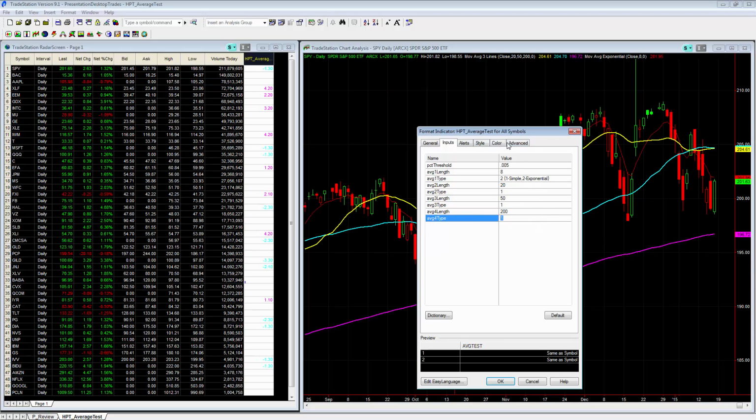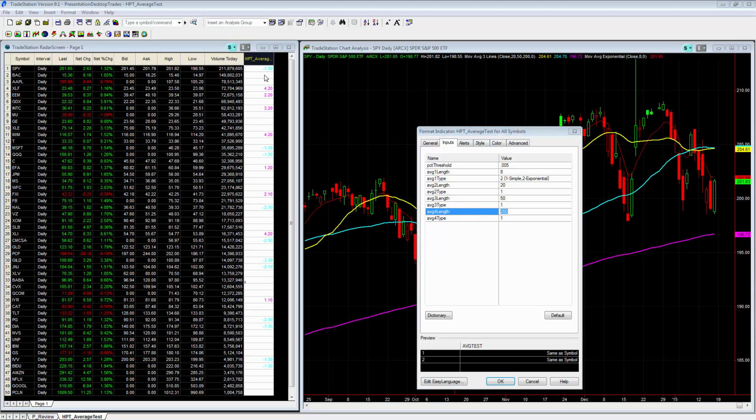So the way this translates on the radar screen is that if I get a 1, that's going to be from the first moving average. If I get a 2, that'll be from the second moving average. If I get a 3 or a 4, that'll be from these moving averages. So that's how that works.